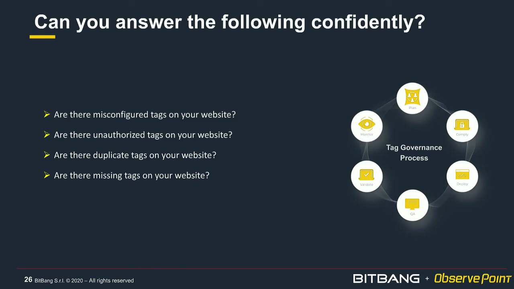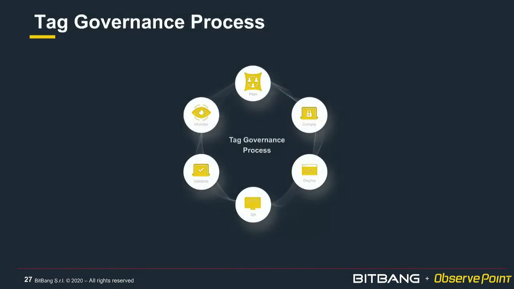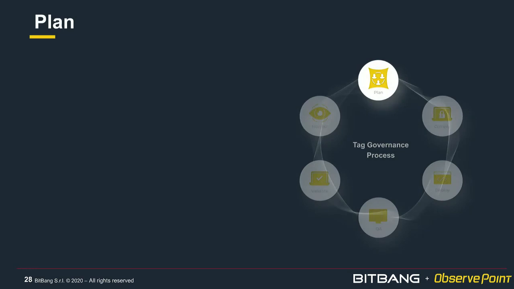Okay. So ObservePoint has come up with what we like to call the tag governance process. You could call it a circle or a hexagon, but in essence, we see there are 6 stages to this process, and it's definitely a cycle. It's not just you go through all 6 and you're healthy. The tag governance process starts with planning. So, like all good things, they start with planning.